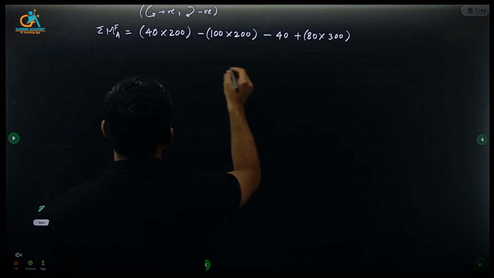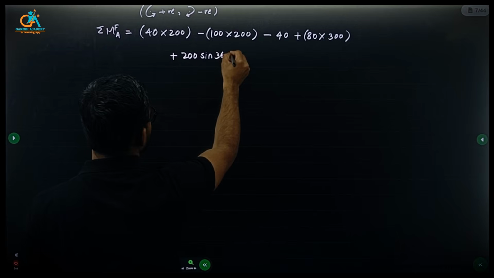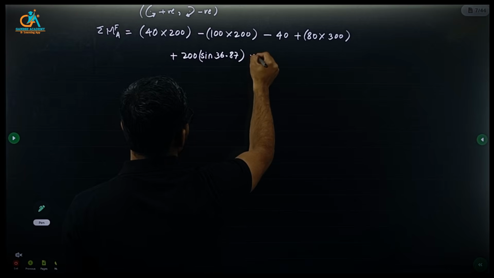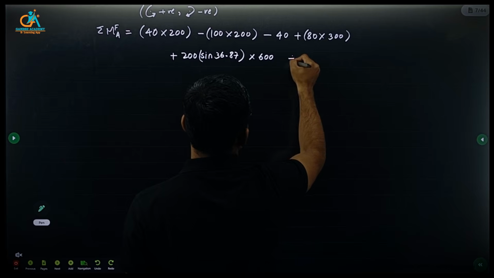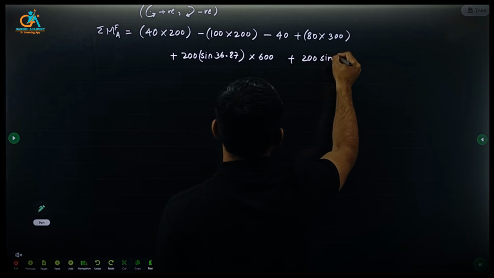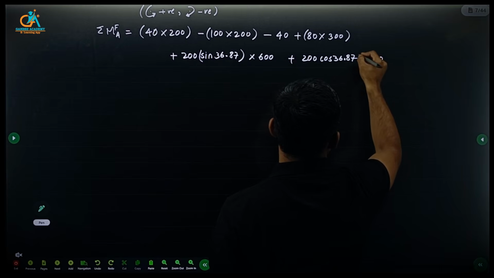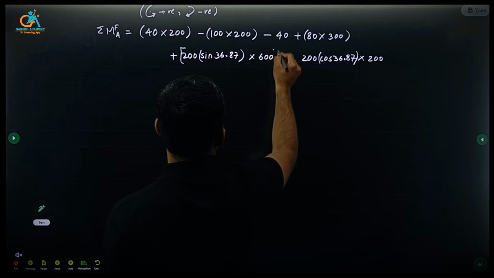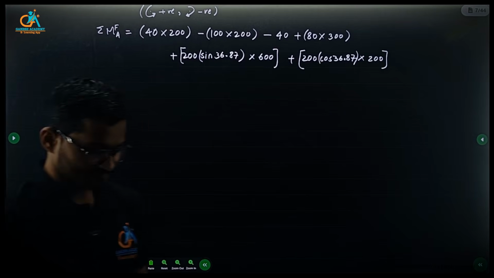So 200 sin theta, where theta is 36.87, into 600, and 200 cos 36.87 into 200. Okay. Yes, calculate the moment.